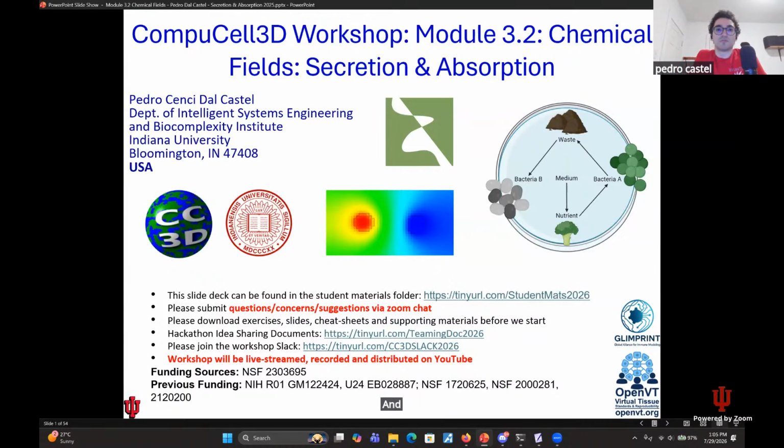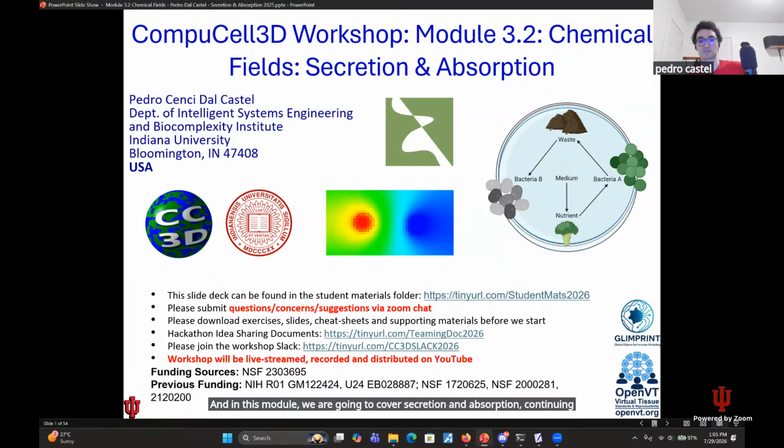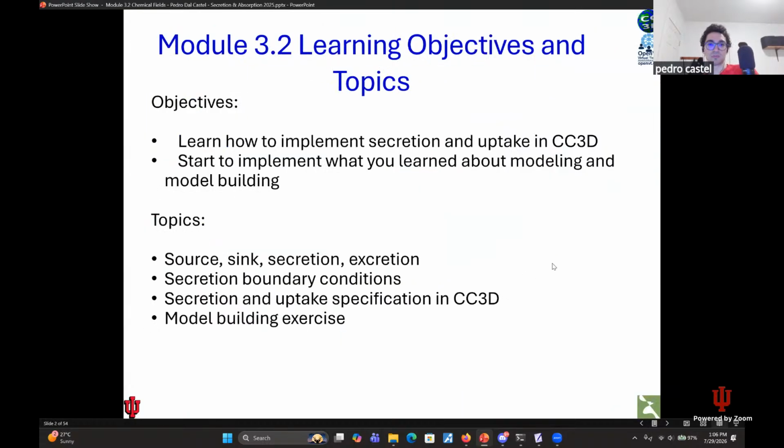And in this module, we are going to cover secretion and absorption, a continuation from our previous lecture about diffusion and handling fields in CompuCell3D. Our objectives here are to understand how to implement secretion and uptake in CompuCell3D, and start to think about modeling, things such as model structure and problem scoping before we start writing our simulation code.